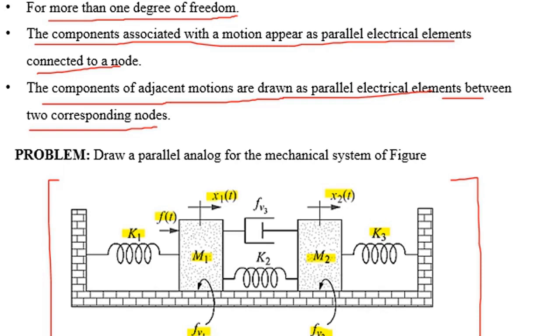For the first node, mass M1, the spring with coefficient K1 and surface friction ρV1 will be present in parallel at the first node. For the second node, mass M2, the spring with coefficient K3 and its surface friction ρV2 will appear in parallel at the second node. Now the components common between M1 and M2, which include a spring with coefficient K2 and a viscous damper with coefficient ρV3, these two quantities will appear.